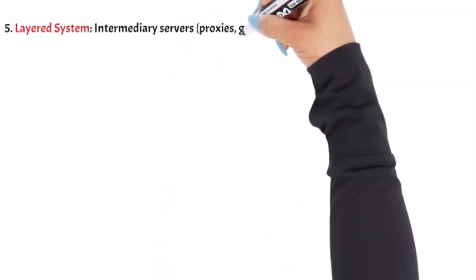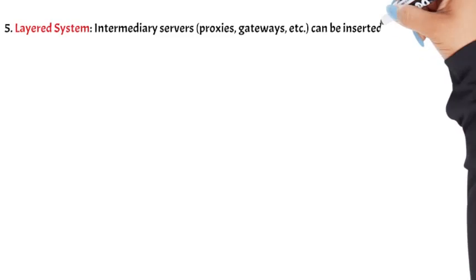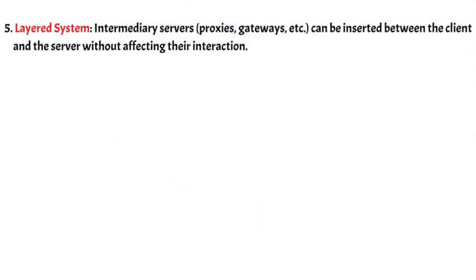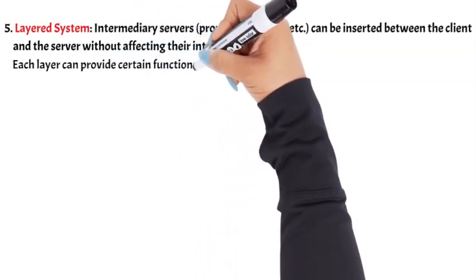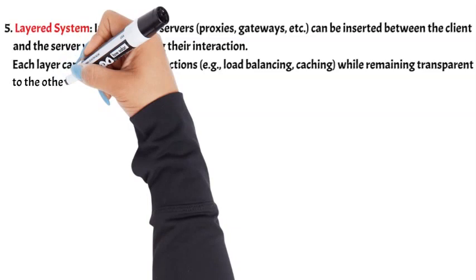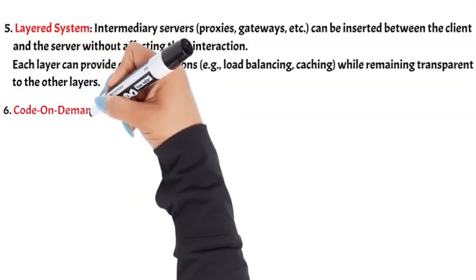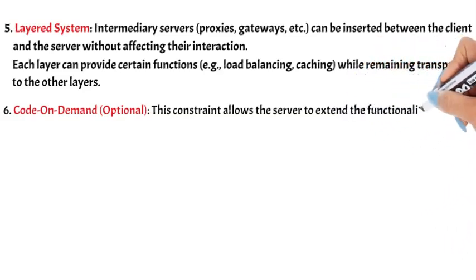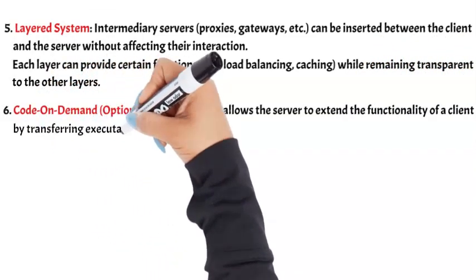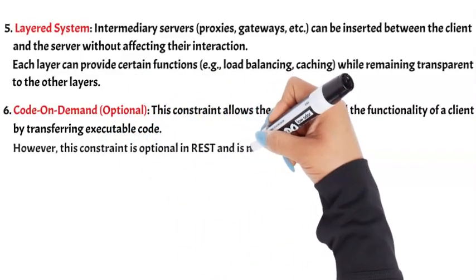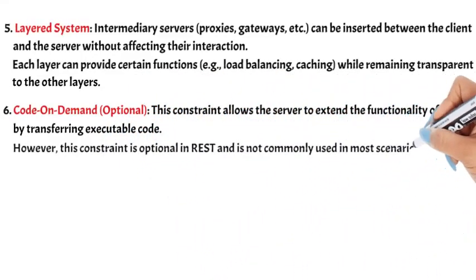5. Layered system. Intermediary servers, proxies, gateways, etc. can be inserted between the client and the server without affecting their interaction. Each layer can provide certain functions, e.g., load balancing, caching, while remaining transparent to the other layers. 6. Code on demand, optional. This constraint allows the server to extend the functionality of a client by transferring executable code. However, this constraint is optional in REST and is not commonly used in most scenarios.